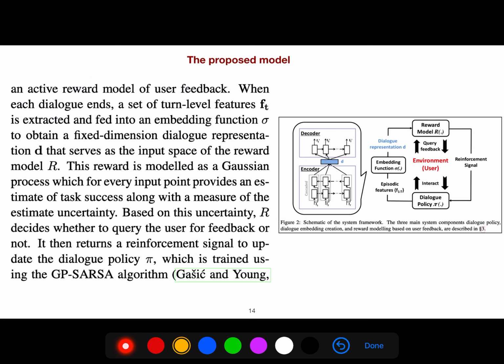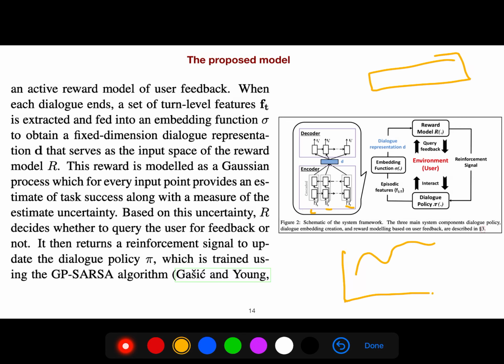So when each dialogue ends, a set of turn-level features FT, which are given, are extracted and fed into the embedding function to obtain a fixed-dimension dialogue representation D. That serves as the input space of the reward model. So once we have this D, we can talk about the reward model and how to model it.